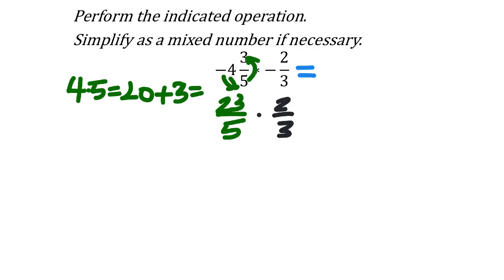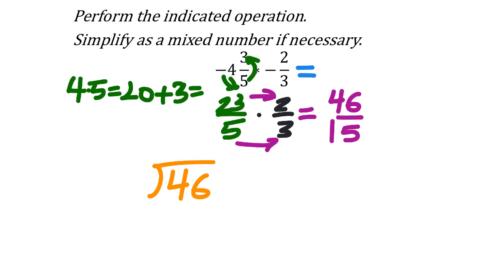And then I would look for any cross simplification that can occur, but I don't see any. So we'll multiply these directly. 23 times 2 is 46, and 5 times 3 is 15. So again, I'm just showing this with long division because I don't know if everyone has a calculator, but if you do, it makes this very easy.